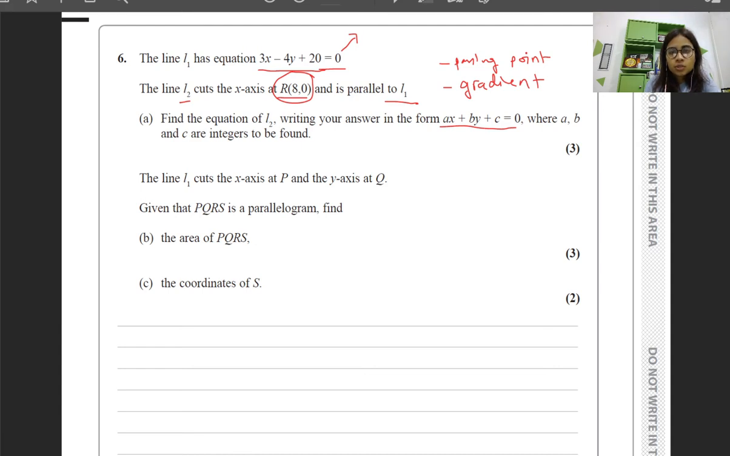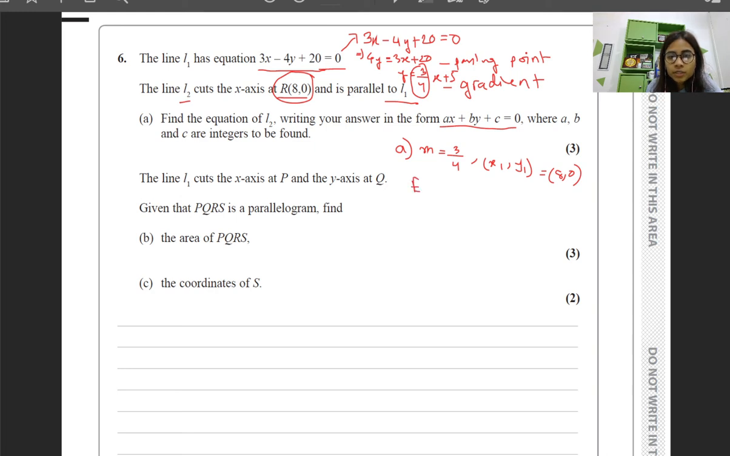So 3x minus 4y plus 20 equals 0 gives us 4y equals 3x plus 20. So dividing by 4 we get y equals 3 over 4 x plus 5. This is the gradient for L1 and also for L2. So for part A, the gradient of L2 is 3 over 4 and the passing point, that is x1 comma y1, is basically the point R, that is 8 comma 0.